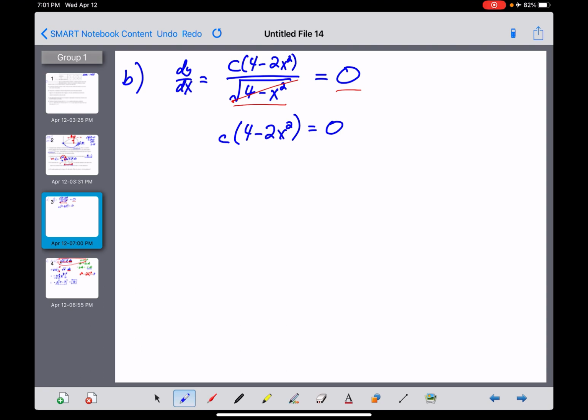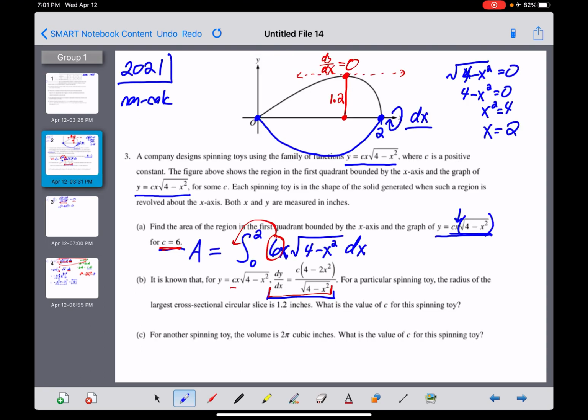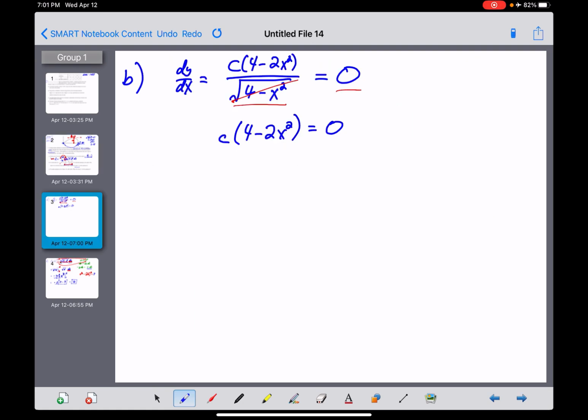Now, what we're trying to do in part B here, guys, is find the value of C, and they tell you now, guys, that C is a positive constant. The fact that C is positive means that C can't equal 0. So we can divide both sides by C, that cancels, and we just get 4 minus 2x squared would equal 0. And let's jump over here to the side and do a little bit of quick math.